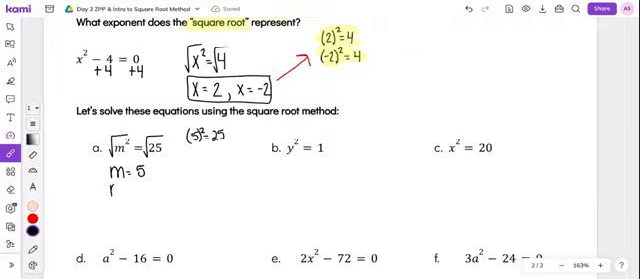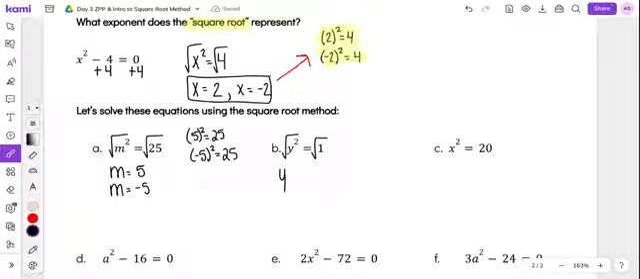And we also know that m could be equal to negative 5, because we know that negative 5 squared is also equal to positive 25. And we have two solutions, right? With b, okay, we can go ahead and take the square root of both sides.